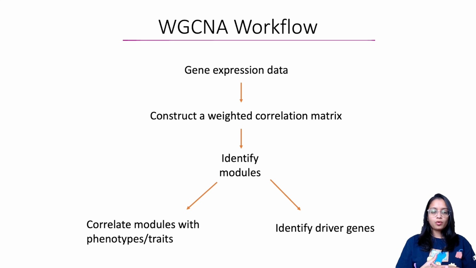Just a quick recap on the workflow steps that we discussed in detail in the previous video. We start with gene expression data, which could be from microarray or from RNA sequencing, and we construct a weighted correlation matrix. We perform additional steps to identify modules, and once we identify these modules, we can correlate them to external phenotypes or traits, or we can identify driver genes. I want to demonstrate all these steps programmatically in R using the weighted gene co-expression network analysis R package.